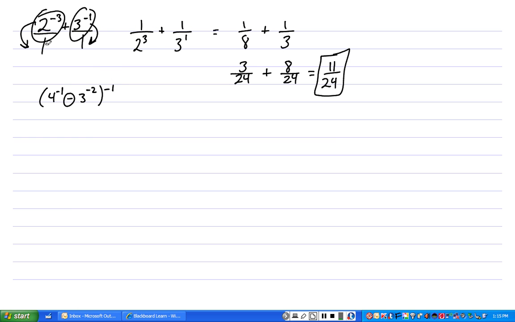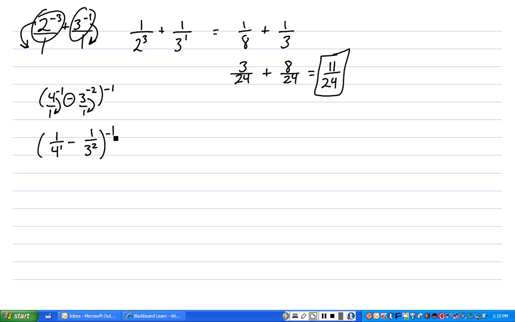What we need to do is just like we did the last problem. We need to address these negative exponents on the interior first and write these in their proper form. So I need to bring this down, bring that down. So really what I'm looking at is 1 over 4 to the positive 1 minus 1 over 3 to the positive 2, raised to the negative 1.